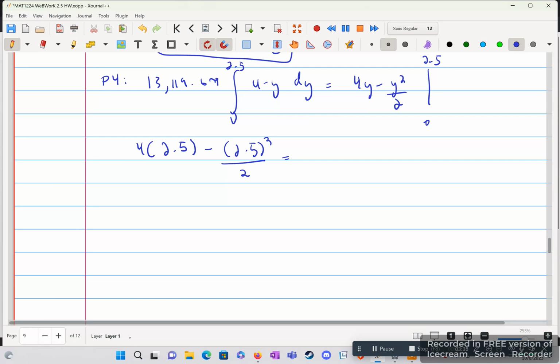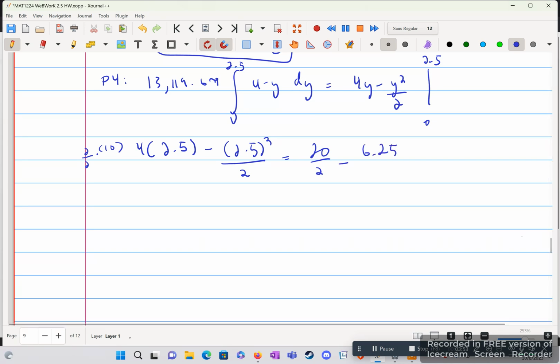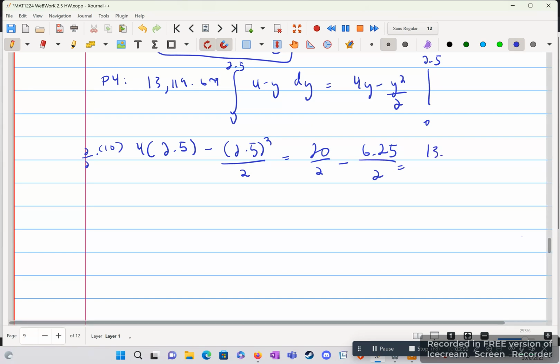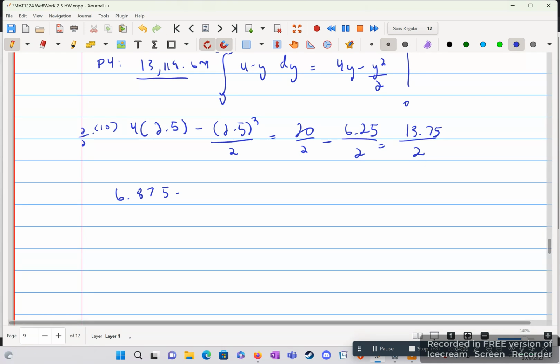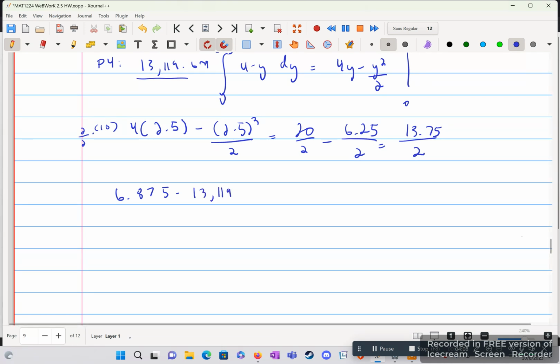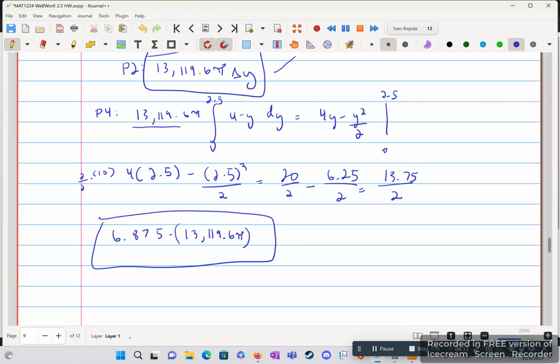So 4 times 2.5 should be 10. But we want to combine these like terms. So 2 over 2. 10 times 2 over 2 is 20 over 2. Minus 2.5 squared is 6.25 over 2, is equal to 13.75 over 2. And then that is just equal to 6.875 times our constant outside, which is just 13,119.6 pi. And that is our answer for part 4 and then question 9.